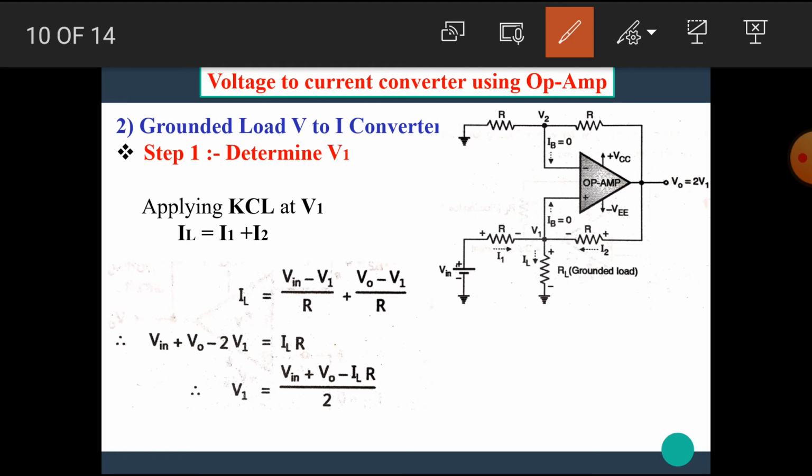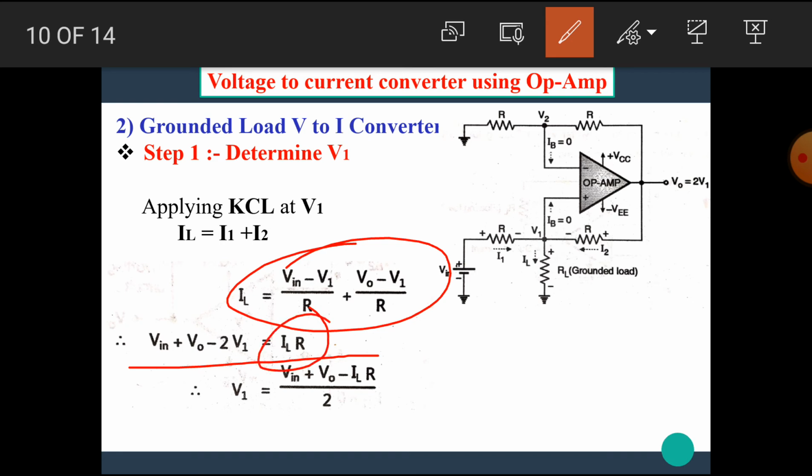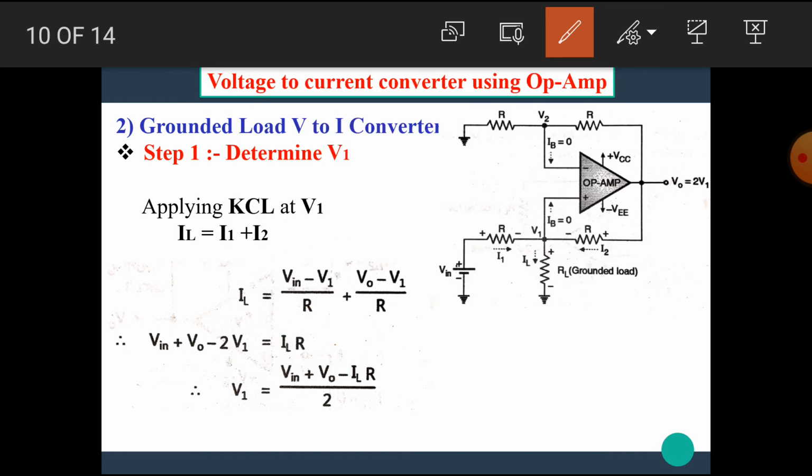We can write that R is common and goes to the other side. We get IL into R, and here we require Vin plus V0 minus twice V1. That means after simplification of this equation we get Vin plus V0 minus twice V1 is equal to ILR. Now rearrange this equation. We get V1 is equal to (Vin plus V0 minus ILR) upon 2. This is the equation for V1.